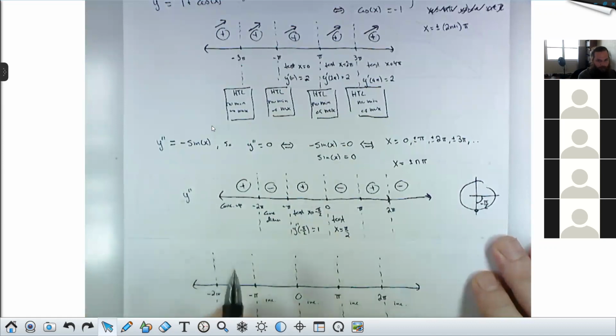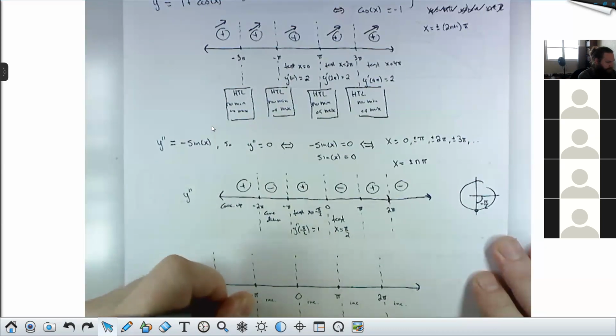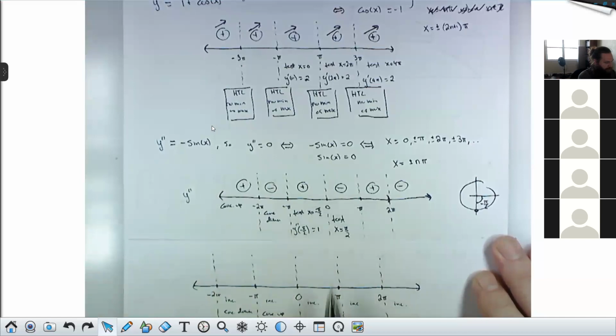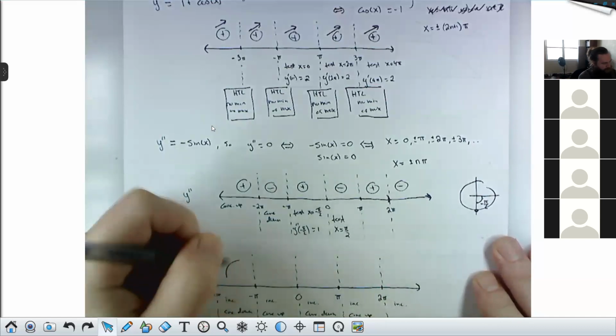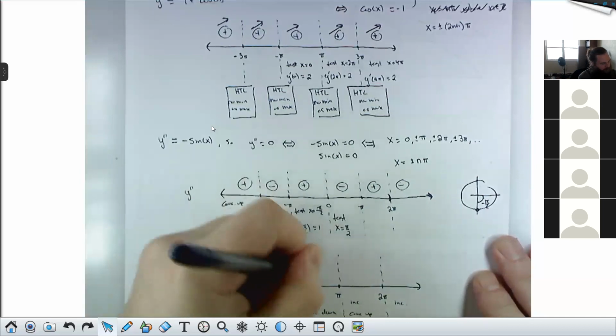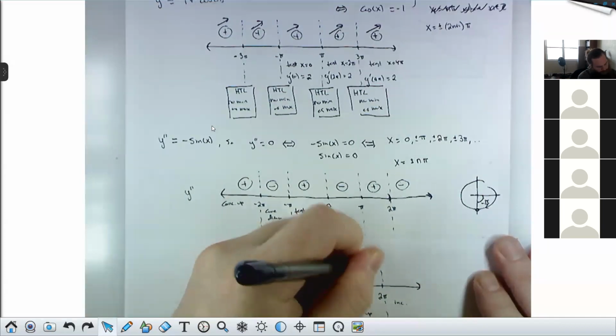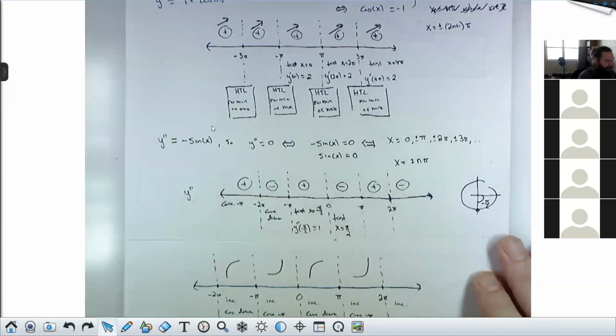And then from negative 2 pi to negative pi, we're increasing concave down. And then from negative pi to 0, we're increasing concave up. And then from 0 to pi, we're increasing concave down. And from pi to 2 pi, we're back to concave up. So increasing concave down looks like this. Increasing concave up looks like this. Increasing concave down looks like this. Increasing concave up looks like this.